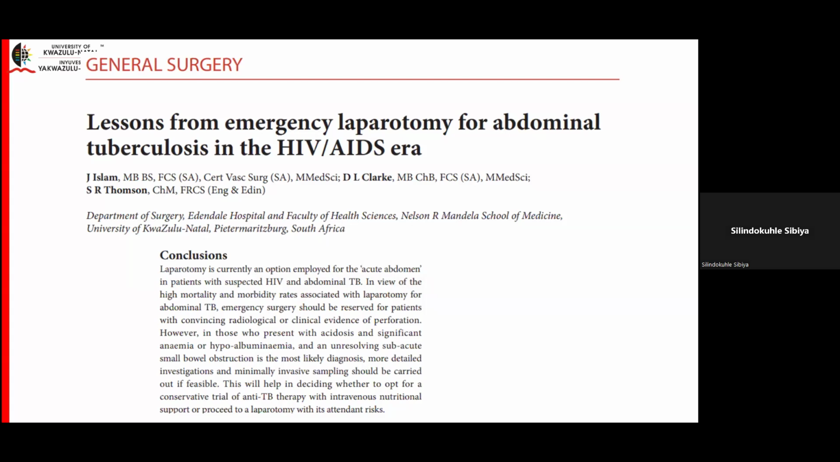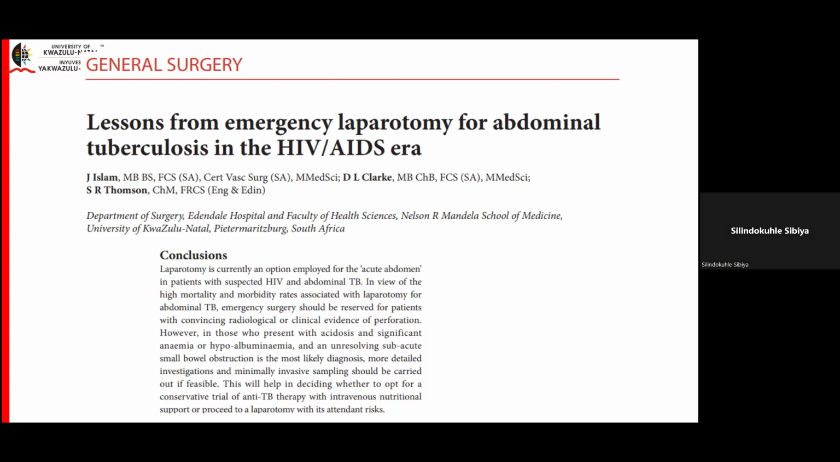they found that laparotomy is currently an option that we use for acute abdomen in patients suspected of having HIV and abdominal TB. But this is associated with high morbidity and mortality, especially in emergency surgery. Emergency surgery should really be reserved for patients with convincing radiological and clinical evidence of perforation. In those patients who present with acidosis, anemia, and hyperbilirubinemia, an unresolving small bowel obstruction is the most likely diagnosis, and more detailed investigation and minimally invasive sampling should be carried out if feasible.